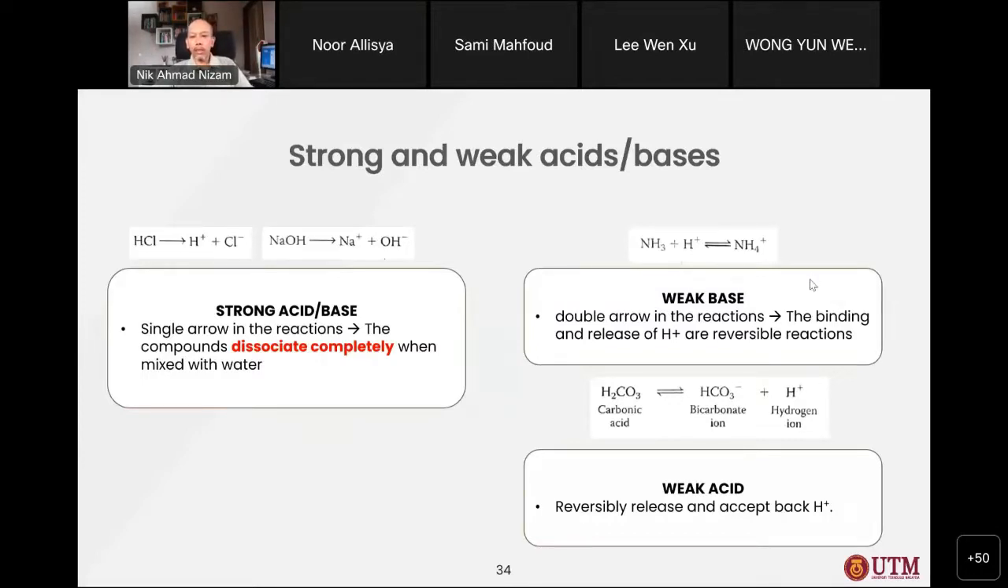However, for a weak base or weak acid, with a double arrow interaction, the binding and release of H+ is a reversible reaction. In water, it will form carbonic acid, bicarbonate ion, and hydrogen ion. It's a reversible release and acceptance of H+. So that's the difference between strong and weak acid.